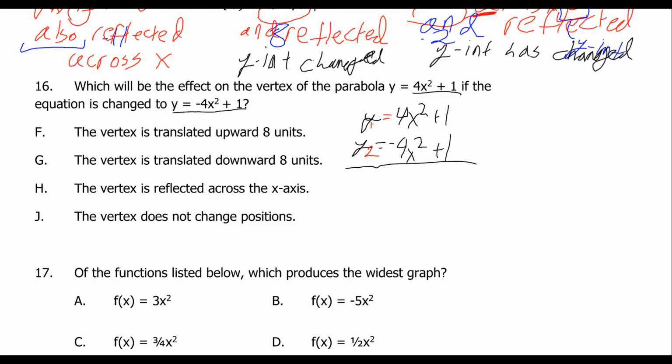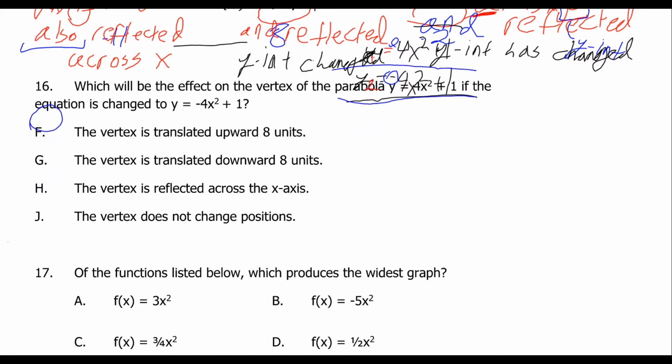So let's see, what has changed between these two lines? Right there, one has a positive 4 on the front, one has a negative 4 on the front. What that tells me is that it has actually reflected across the x-axis. Pretty simple there. Just some logic, not a whole lot of work there.